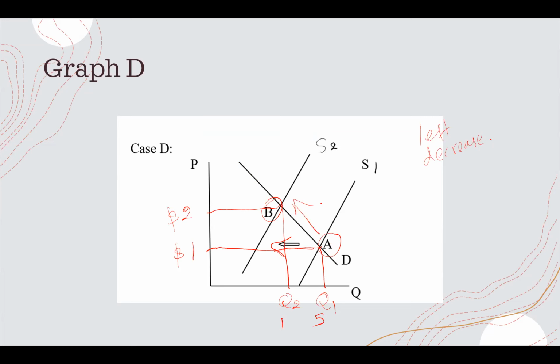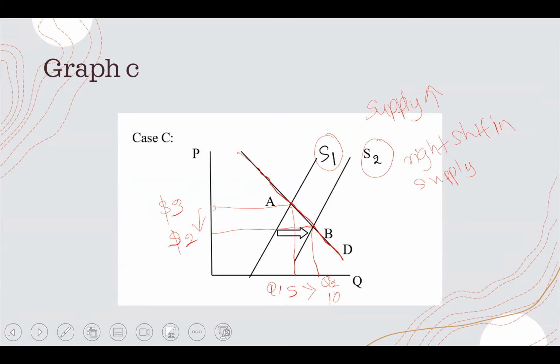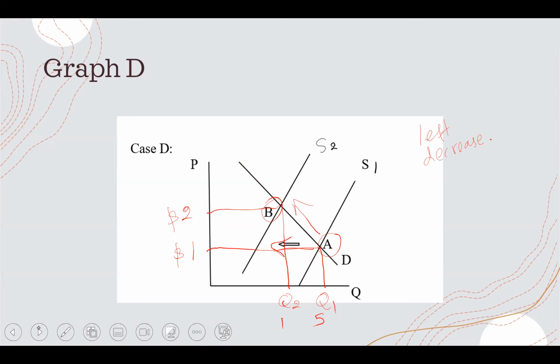So when there is a decrease in supply, quantity is decreasing and price is increasing. In the case of an increase in supply, the quantity is increasing and price is decreasing, and the equilibrium points move to the right. I hope this video is helpful to understand the graphs I mentioned in homework number 2.